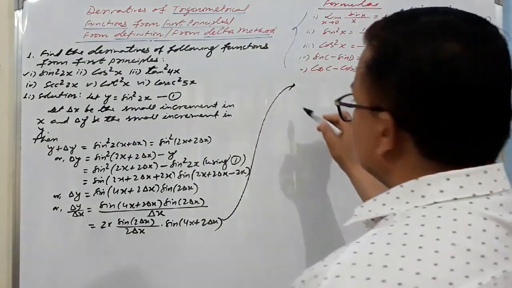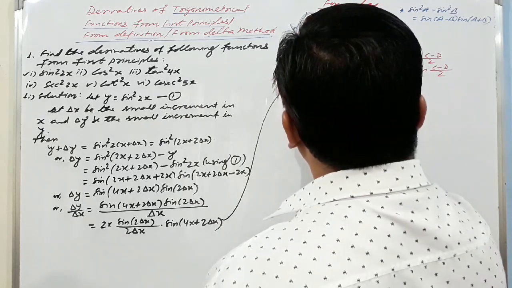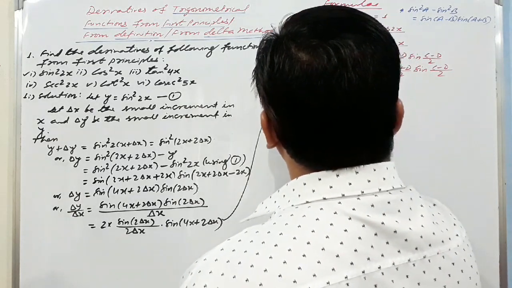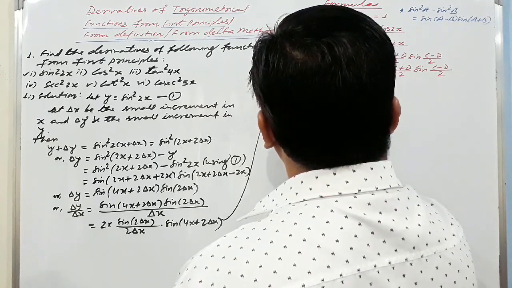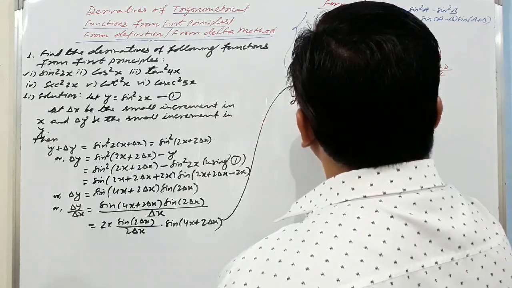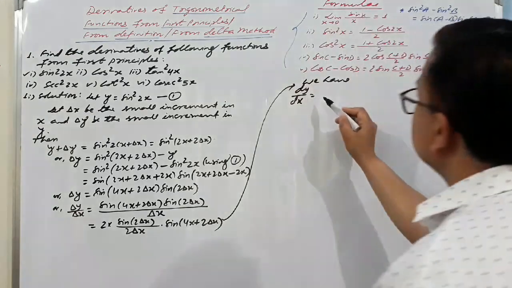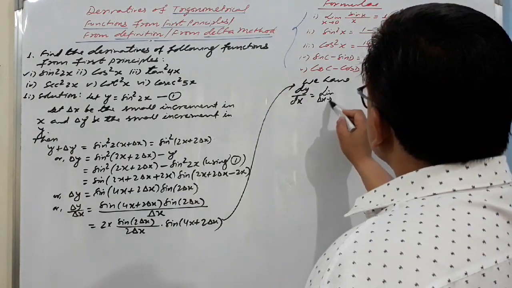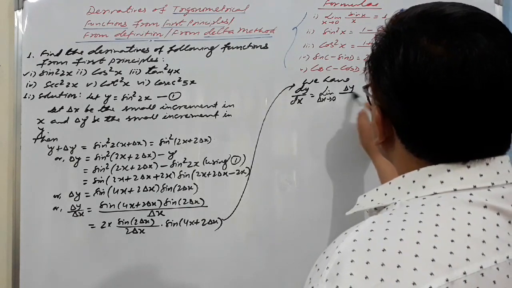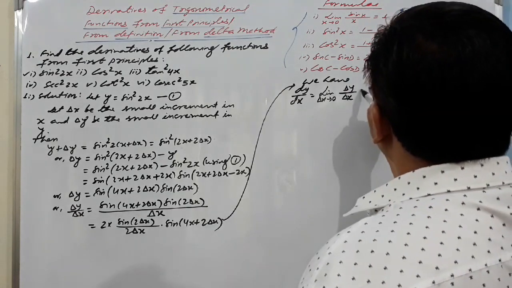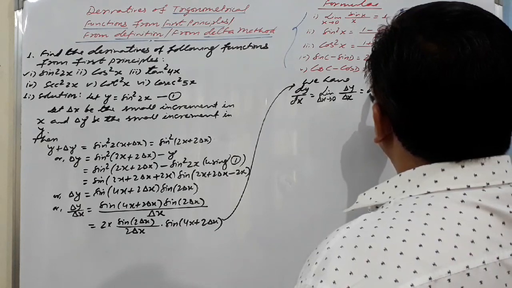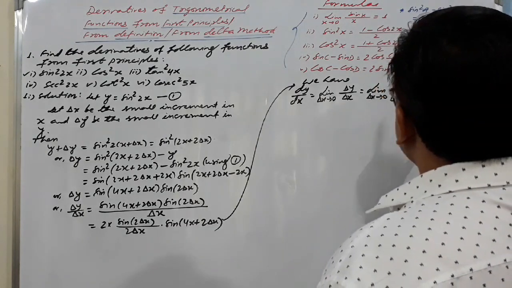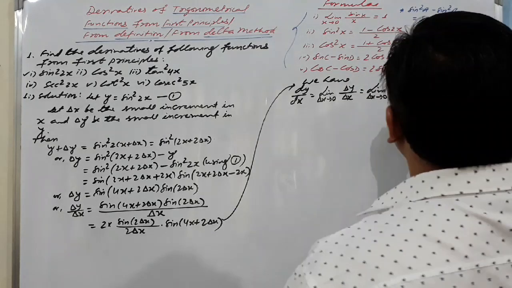Okay, now we'll use the first principles, or you can see the definition. dy by dx means derivative of y with respect to x is equal to limit as delta x tends to 0 of delta y by delta x, is equal to limit delta x tends to 0. Let's put the value of delta y by delta x from here.